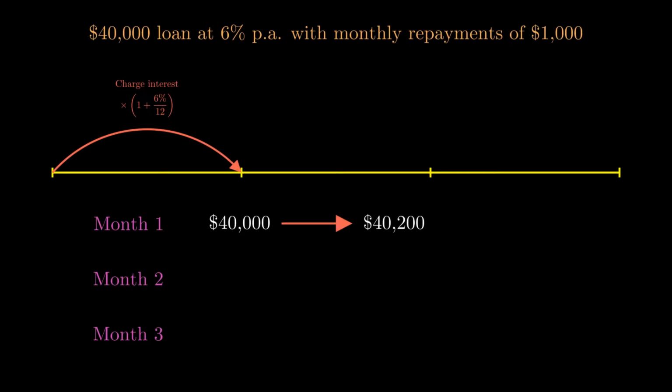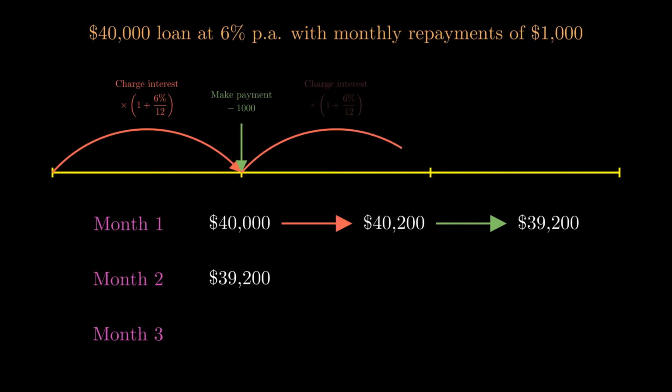Okay, but right at the end of the month, you're also going to make a repayment of $1,000. And this just reduces the amount owing by $1,000, so we can subtract that number. And that reduces the amount owing to only $39,200. And so for month 2, we just do it all again, right? We charge interest. So multiply by that same percentage increase. We get 39396.